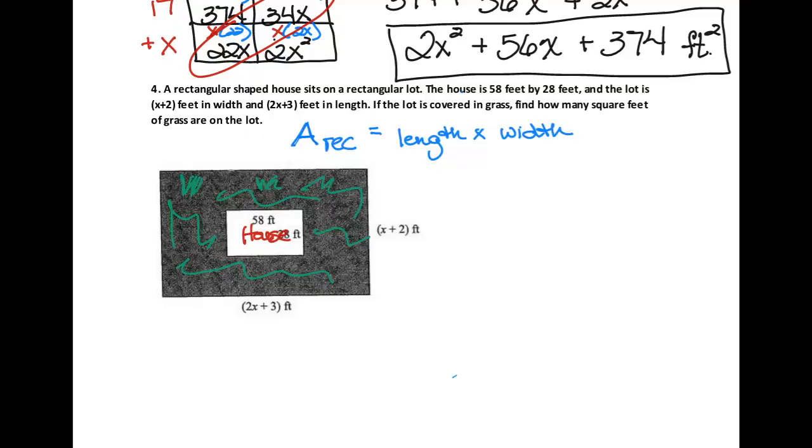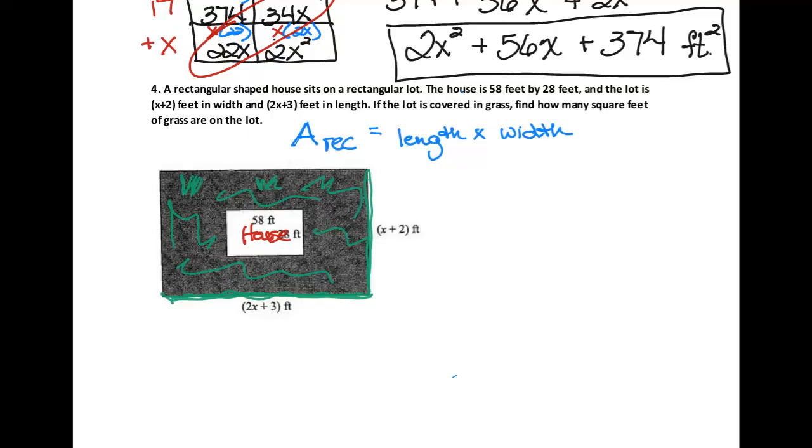So, how would you approach this problem? Do we have to count the house? Is there grass underneath the house? Is that something that we would count? No, we're not going to count that. And we know that the whole length is this whole length right here, 2x plus 3. And we know the whole width is x plus 2. But we can't count the amount that is underneath the house.